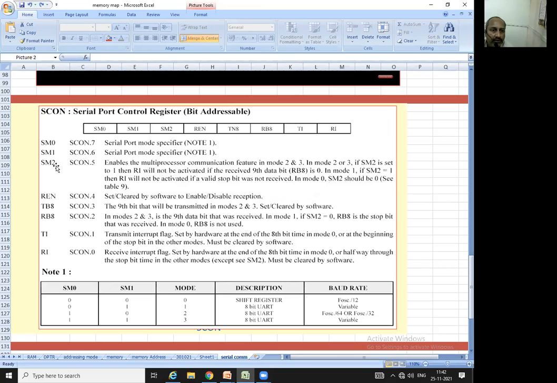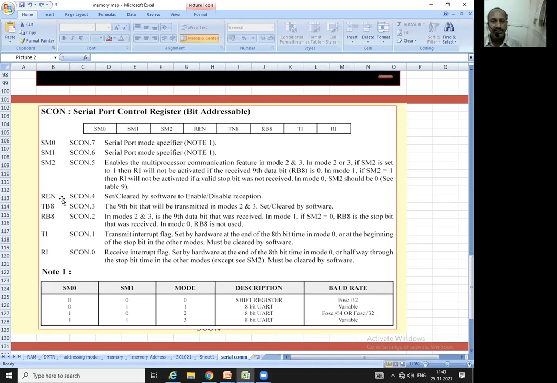Okay, the other bits: SM2, that is SCON.5, it enables multiprocessor communication. So whenever you are using multiple controllers, that is 8051 2, 3, 4, at that time this should be enabled, otherwise it is of no use. REN means रिसेप्शन इनेबल. ही जर बिट 1 केली तर रिसेप्शन चालू होणार, ही जर बिट 0 असेल तर रिसेप्शन स्टॉप.